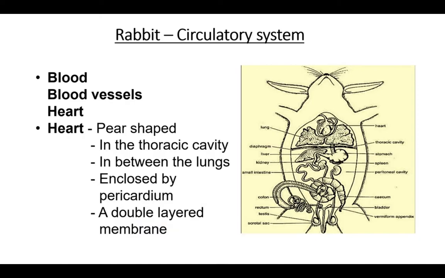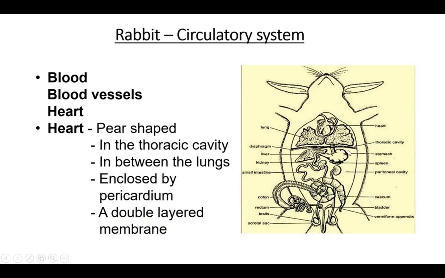The circulatory system is formed of blood vessels and heart. See, this is the heart. The heart is pear shaped. Where is it present? In the thoracic cavity. I told you, the upper part is the thoracic cavity and the lower part is the abdominal region.